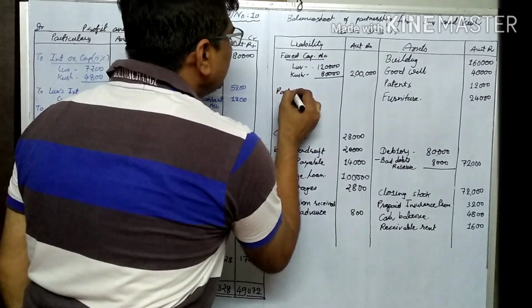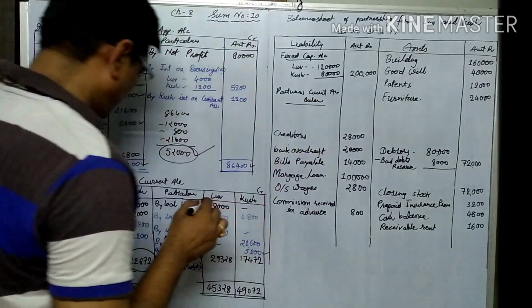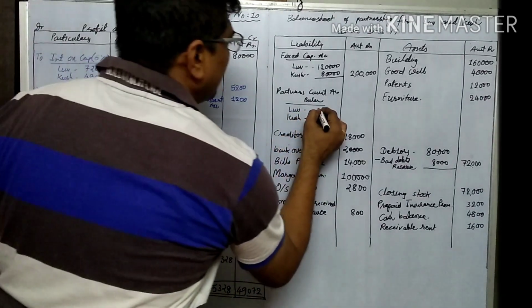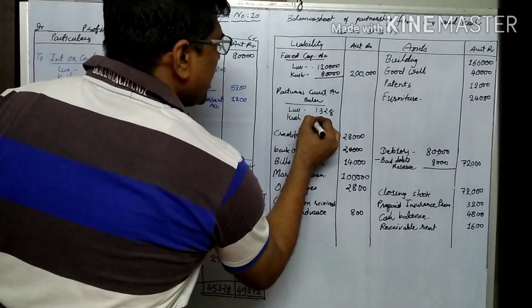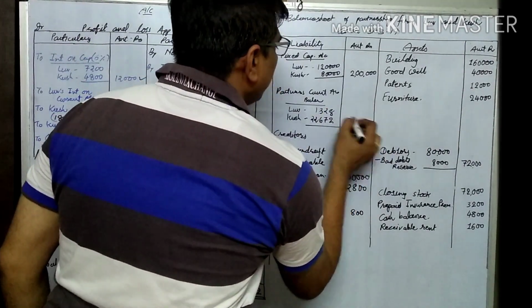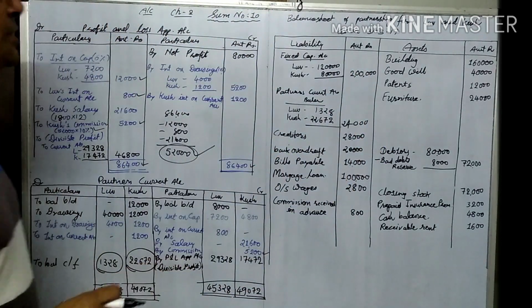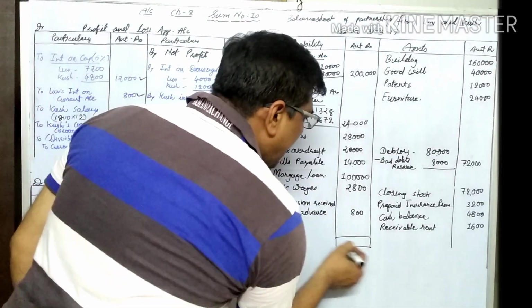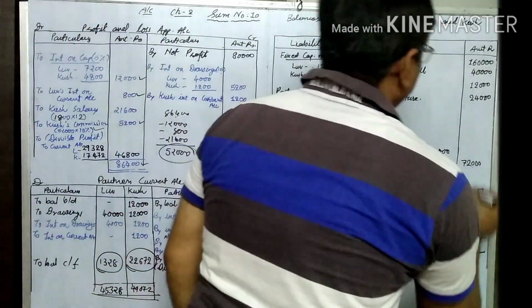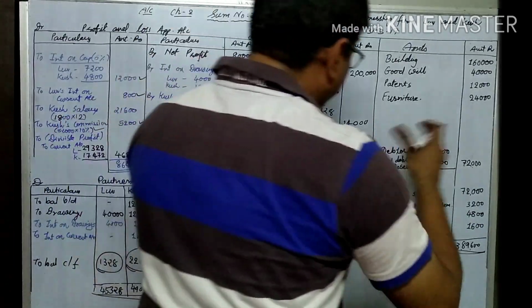Now partner's current account balance. Now here it is Love and Kush. Love balance is 1328 and Kush is 22,672. Now we make the total, it is 24,000. After this procedure is completed, we have to make the total of liability side and total of asset side. When we make the total, it is 3,89,600. The same we have to do in the asset side, then also we have to get 3,89,600. Before you do the total, check that any entries in the inner column, you write in the outer column.